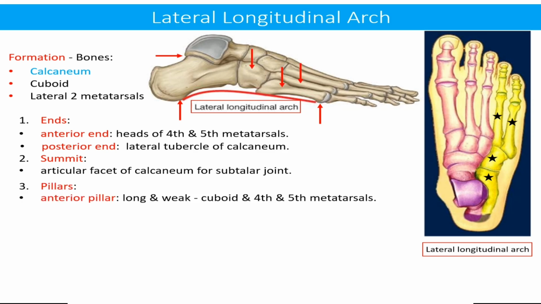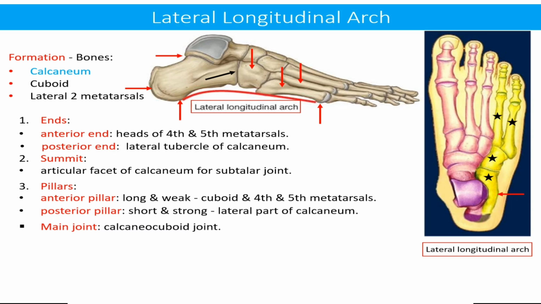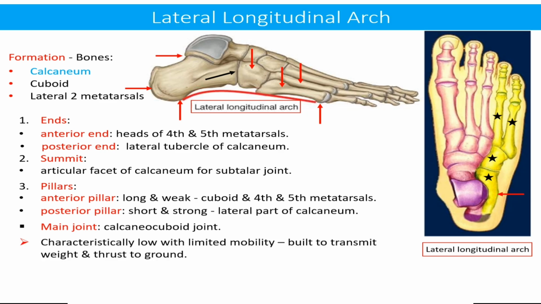As regards the pillars, anterior pillar is long and weak and is formed by cuboid and 4th and 5th metatarsals. Posterior pillar is short and strong and is formed by lateral part of the calcaneum. Main joint of the lateral longitudinal arch is calcaneo-cuboid joint. Lateral longitudinal arch characteristically is low with limited mobility and is built to transmit weight and thrust to the ground.